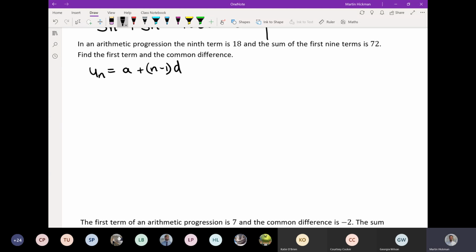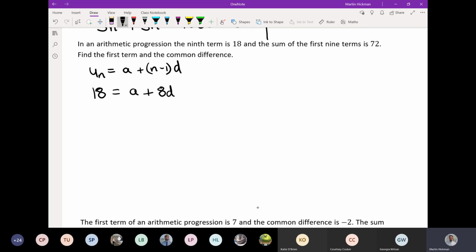So we know the 9th term is 18, so we know that U9 equals 18. The first term, we don't know that, so we just leave that as A. We know it's the 9th term, so we do 9 minus 1 for 8. And yet again, the common difference, we don't know that, so just leave that as 8D there.